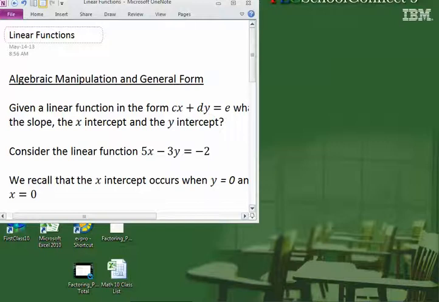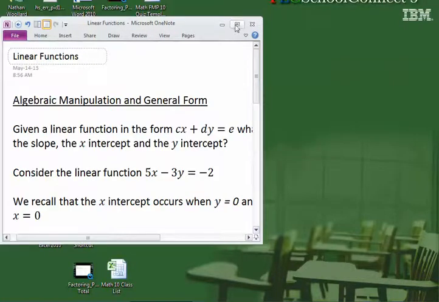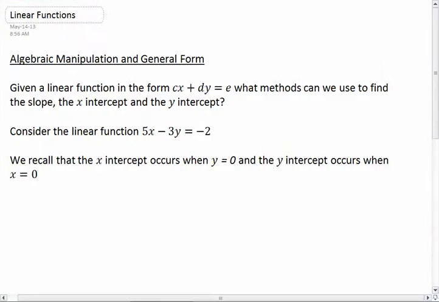So let's take a look at a general form equation. So we've got 5x minus 3y is equal to negative 2. Now, recall that the x-intercept occurs when y is equal to 0, and the y-intercept occurs when x equals 0.